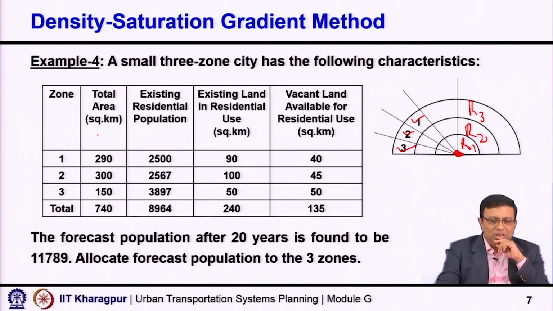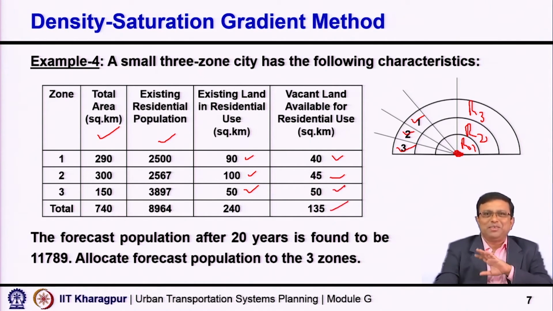So, the total area which is available, the existing residential population in all the 3 zones are given, the existing land in residential use, how much land is presently used in residential, that is given, and the vacant land available for residential use is also given. Now, remember that every planning authority will have something, not the whole area will be available for residential use only. So, we are considering here, of course, our focus is all on residential use. So, the existing total area completely will not go for residential use. Different land uses are there.